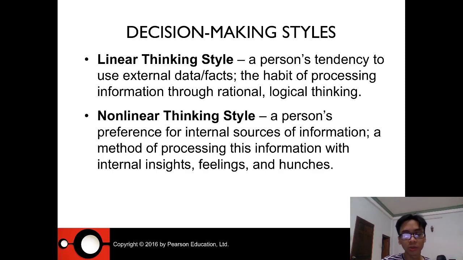So let's move on to decision-making styles. There are two decision-making styles: linear thinking style and non-linear thinking style. Linear thinking style is a person's tendency to use external data or facts. It is the habit of processing information through rational and logical thinking. Non-linear thinking style is a person's preference for internal sources of information. It is a method of processing this information with internal insights, feelings, and hunches.